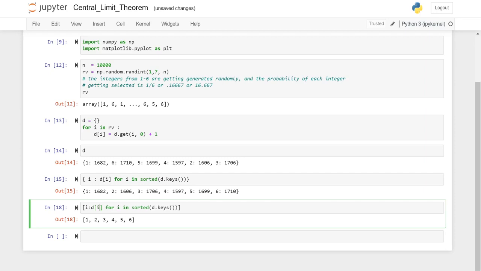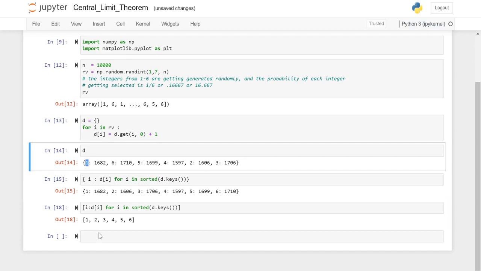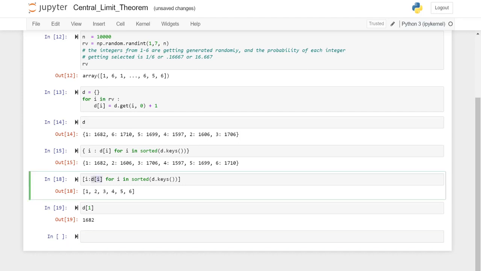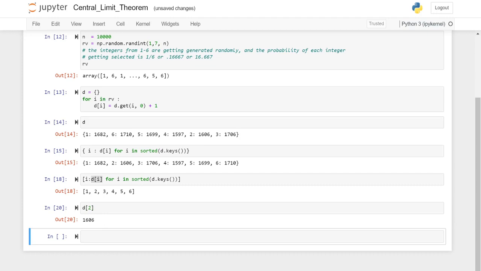So what is d[i]? See, i is coming. d[i] is what? d[i] is nothing but d[1]. And when we write d[1], what we get is its value 1682. So here it will be 1682 and here it will be 1. So the dictionary is getting created, 1 colon 1682. Then 2 comes. If you see 2, this time it is 1606. So 2 colon 1606. And so on and so forth till 6. So the dictionary will get created.